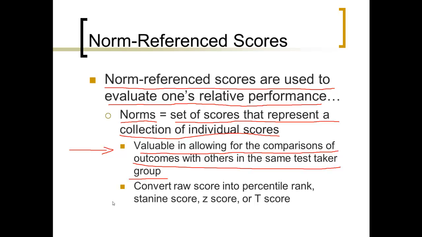Now there are some ways that we can do that to be able to make those comparisons, and we can take the raw score, the number of points they got out of 20, and convert them into percentile rank, Stanine scores, a z-score, or a t-score. So there's like 4 different ways that you and I can take this raw score and convert it into something we can use. So let's take a look at them.